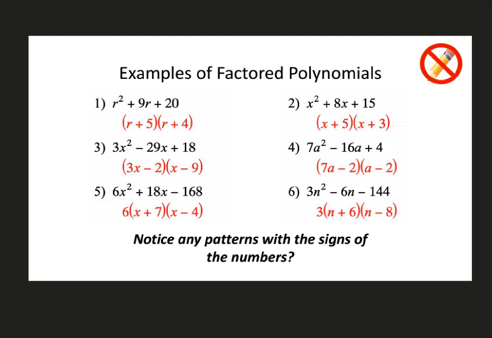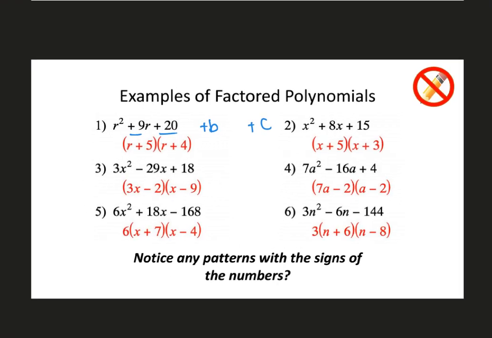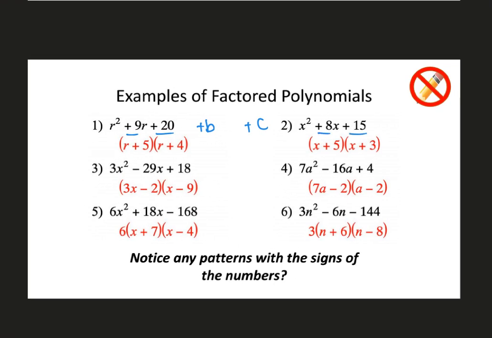All right, so here are some examples of factored polynomials. So if we notice here, we have r squared plus 9r plus 20. That factors into r plus 5, r plus 4. X squared plus 8x plus 15. So the thing that I want to point out here is that in this top row, we have a positive b value and a positive c value. So b is positive, c is positive. And if we notice that when we factor these quadratics, we have 2 positives inside our parentheses.